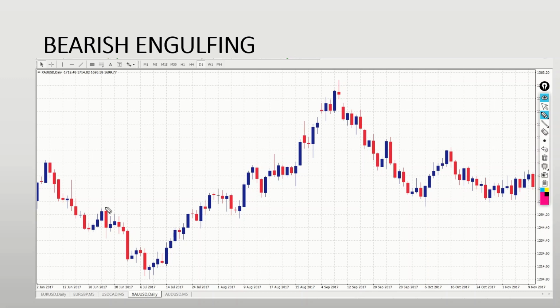So once again, you have a bearish engulfing right there. We have a bearish engulfing right there, right here, right here, and right here. And then this one. So we expect the market to go down. All goes well. Okay.